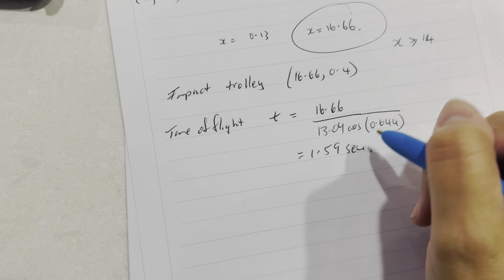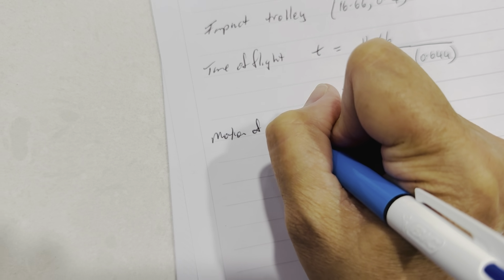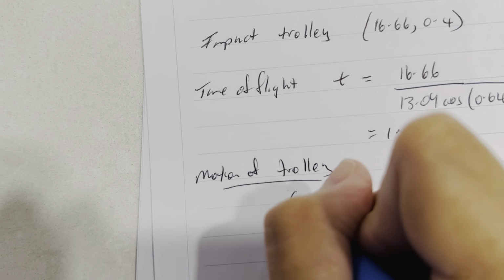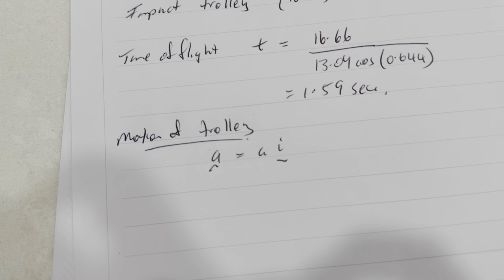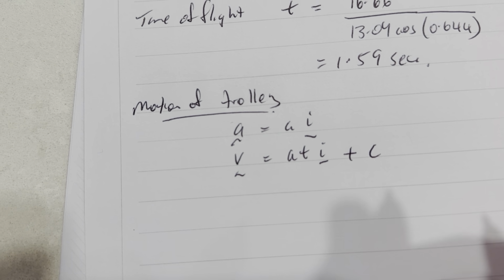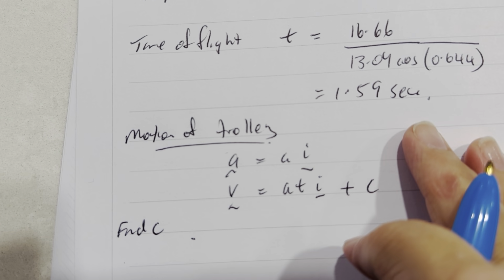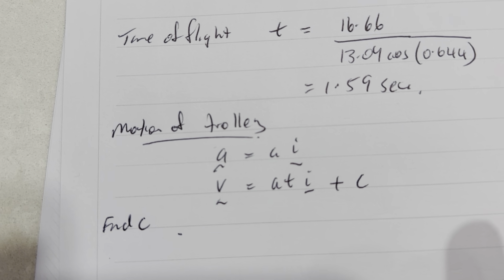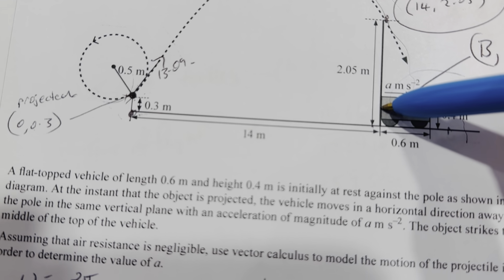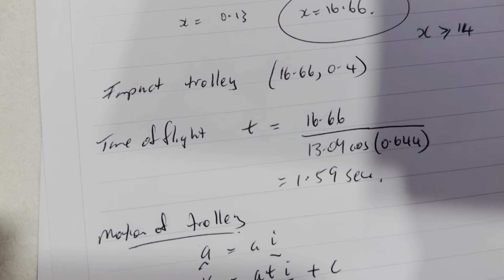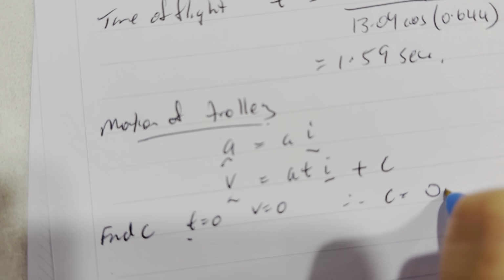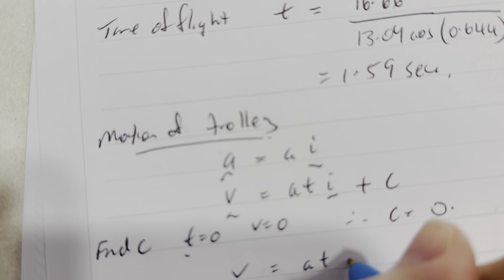Okay, that's going to be important for us. Let's look at the motion of the trolley, or the cart. It's straight line motion, and we know that the acceleration is a only in the i direction. So v will be a t i plus c. To find c, we need the velocity at time equals 0. This cart starts here, motionless. So at t equals 0, v equals 0, therefore c equals 0. So v equals a t i.